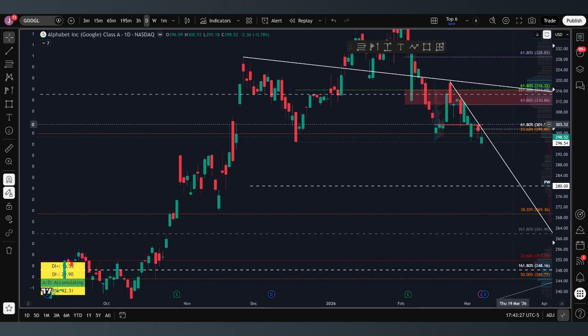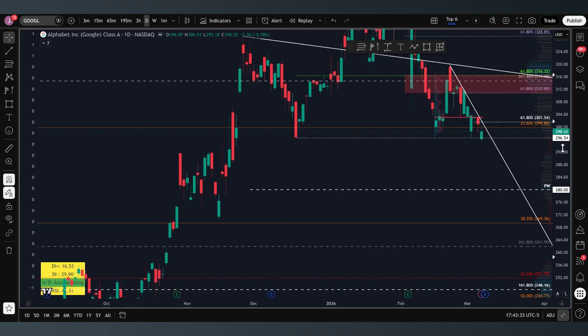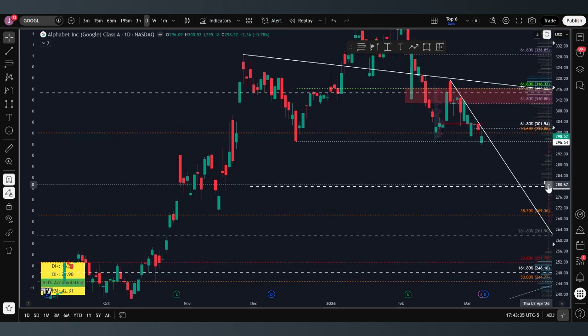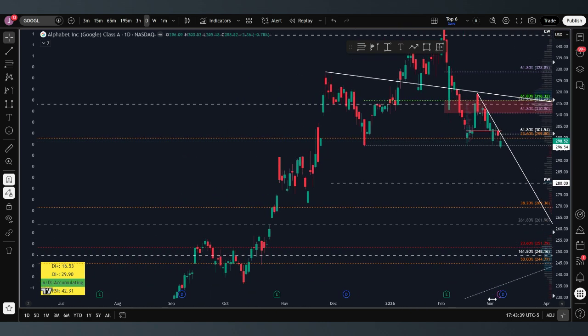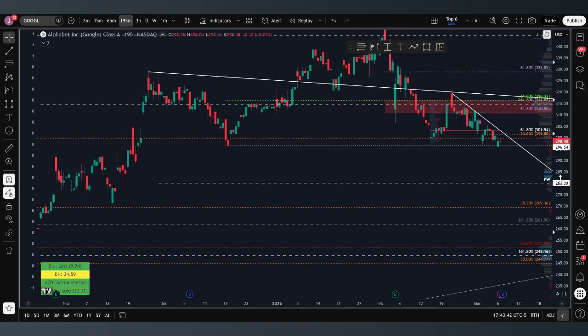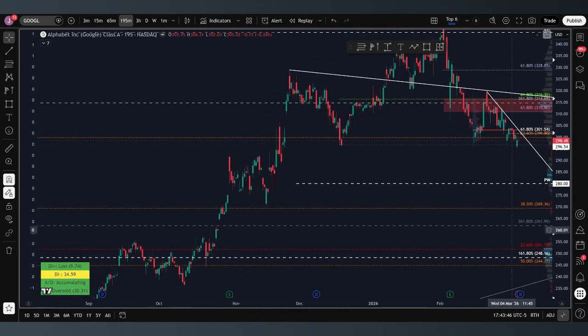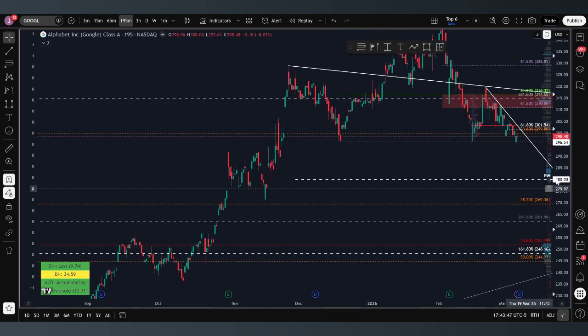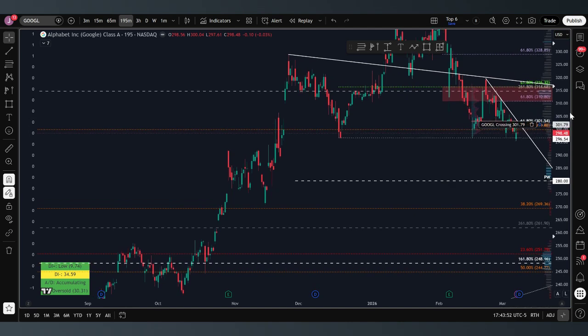Failure to recover that point of control or 301.5 or 299.80 leads to the washout here into 280, 270, and maybe even down into these 260s. Not really a lot of volume here to work with on the Google chart. And so easy come, easy go, maybe setting up here on failure to recover that 300 to 302 range on Google.